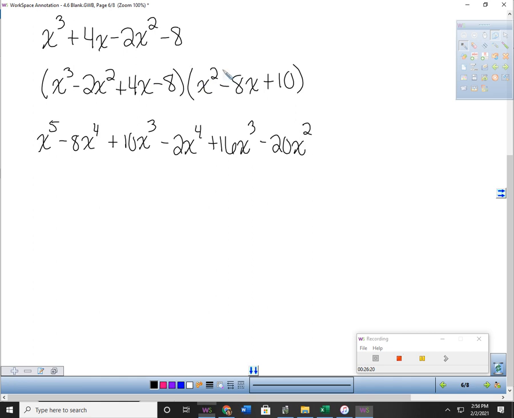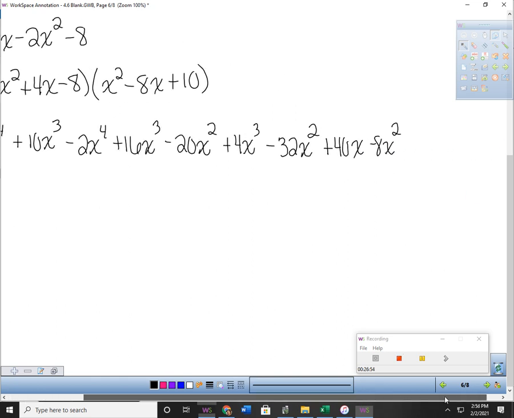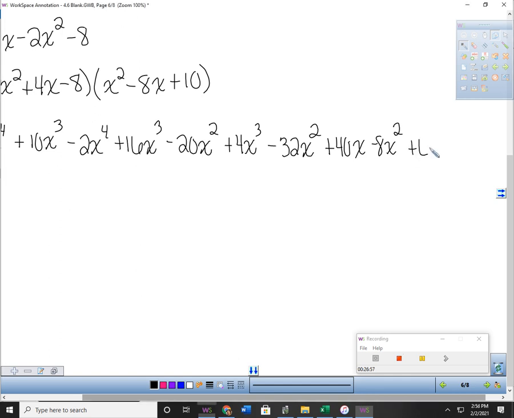Then we have 4x times x squared is 4x to the third. 4x times negative 8x is negative 32x squared. And 4x times 10 is 40x. And then finally the 8. So negative 8 times x squared is negative 8x squared. Negative 8 times negative 8x is a positive 64x. And negative 8 times 10 is negative 80.